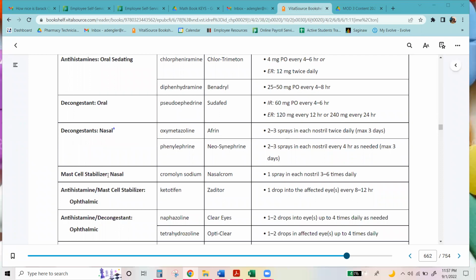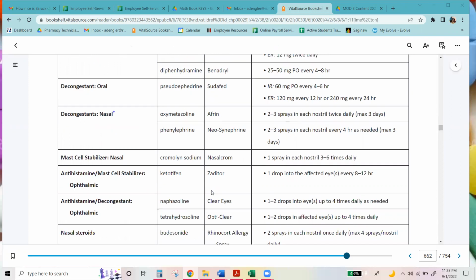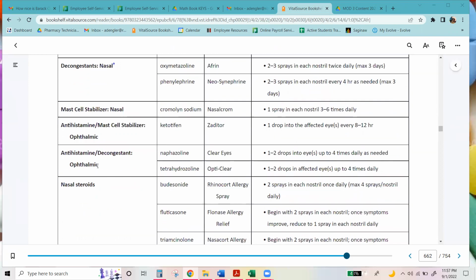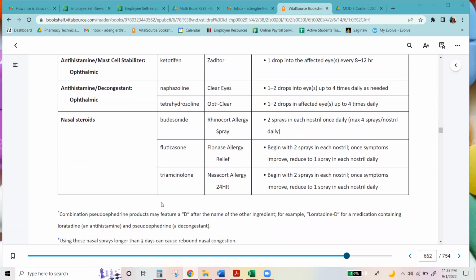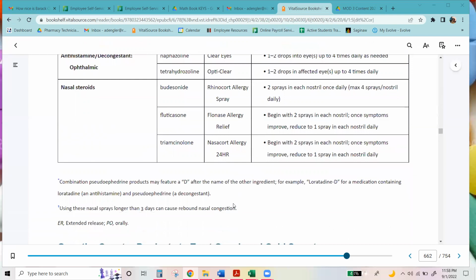We have mast cell stabilizers, such as cromolyn with the brand name of Nasalcrom. We have ophthalmic, so eye drops for allergies such as Zaditor. We have antihistamine/decongestant eye drops like Clear Eyes or Opti-Clear. Then we have our nasal steroids such as Rhinocort, Flonase, and Nasacort that are over the counter.